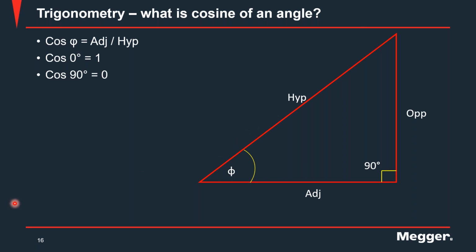If you try to picture reducing the angle to zero, you end up making the triangle into a horizontal line, which means that the adjacent becomes equal to the hypotenuse, which means that cos of 0 becomes 1. On the other hand, if you increase the angle to 90 degrees, you would make the triangle into a vertical line, which means that the adjacent side would be equal to 0, which means that the cosine of 90 degrees would be equal to 0.